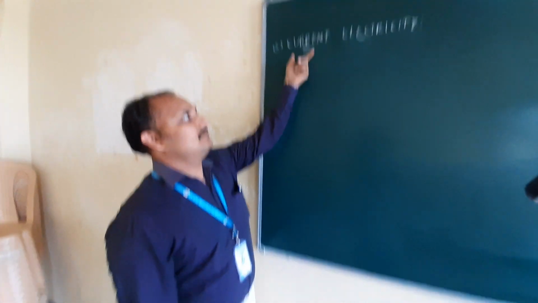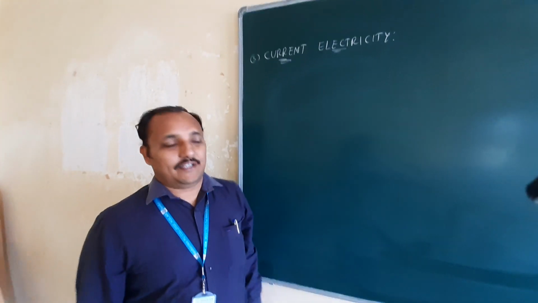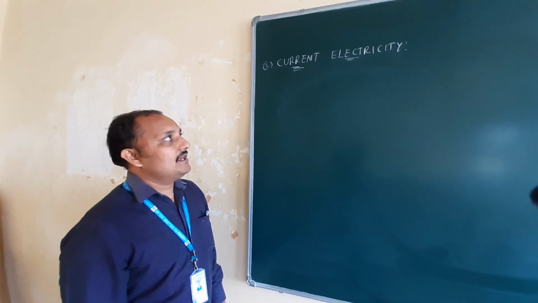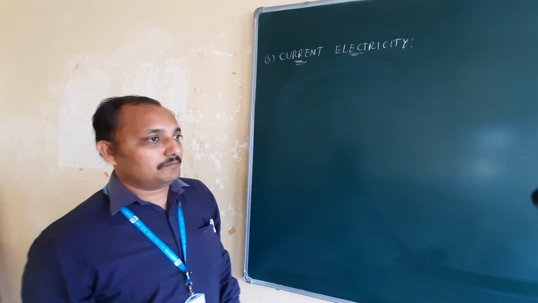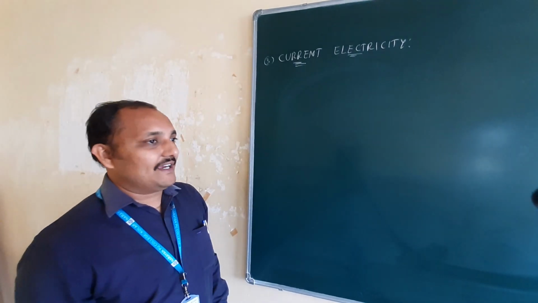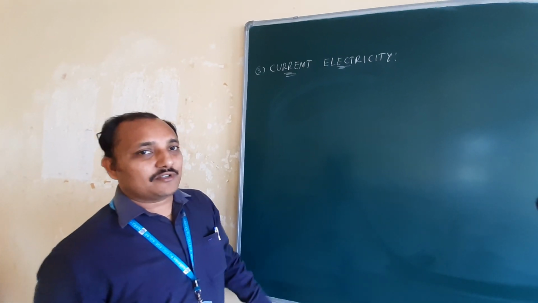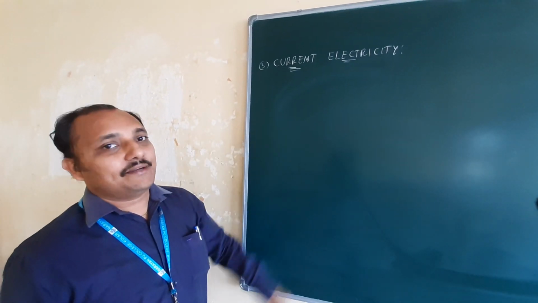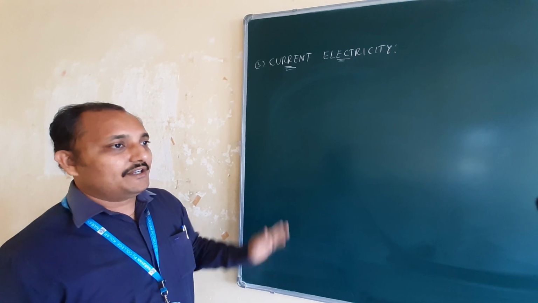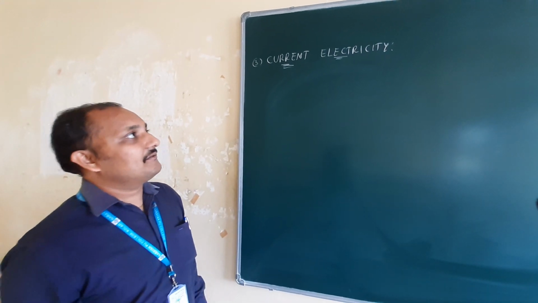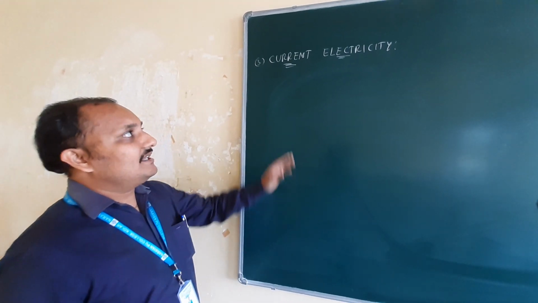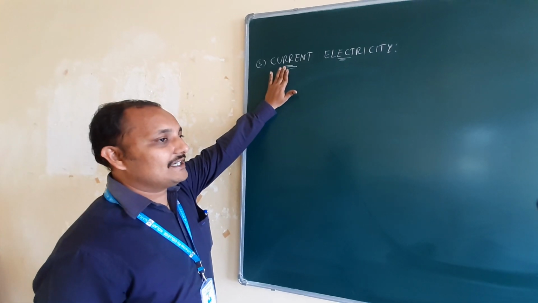Our next lesson is current electricity. This is the third lesson, so it is a very important lesson. There will be more weightage in your final exam. They will give one problem and one 5 marks question, almost 13 marks. You will get 8 to 13 marks. Very important lesson. So in this, first we are going to discuss current.